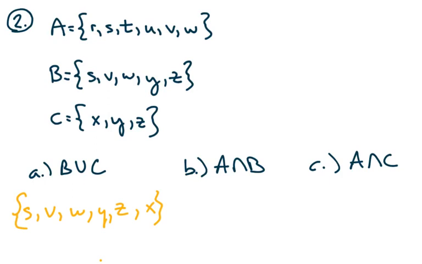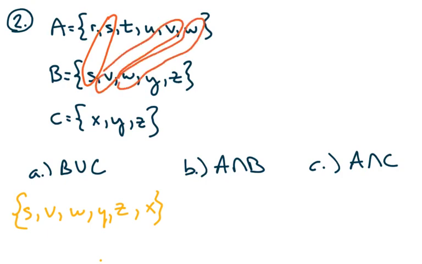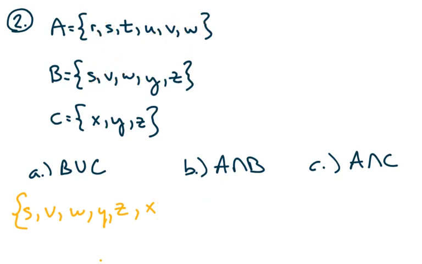B says A intersection B, and that means just what A and B have in common. So I'm just going to look at A and see what they have in common. They have S in common, and they have V in common, and they have W in common. So S, V, W.